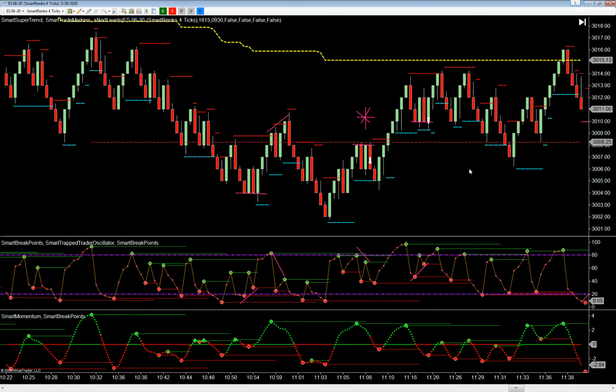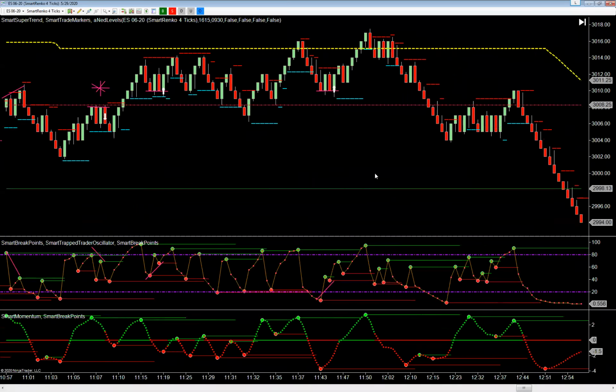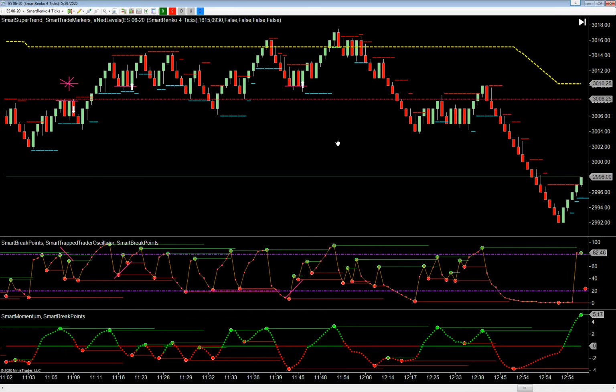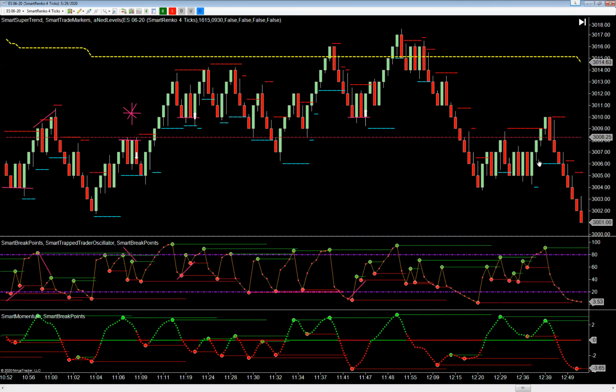And here we have a strong Batman, and here we have a strong Batman, green, red, green, Trapped Trader Oscillator saying, no, no, no, we're going up. Here we've got red, green, red, but Trapped Trader Oscillator doesn't give us this type 1 divergence, okay? So we like type 1 divergence with Trapped Trader Oscillator and type 2 divergence with smart momentum. Now I've marked some of these and I'll show you the rest of these in a minute.